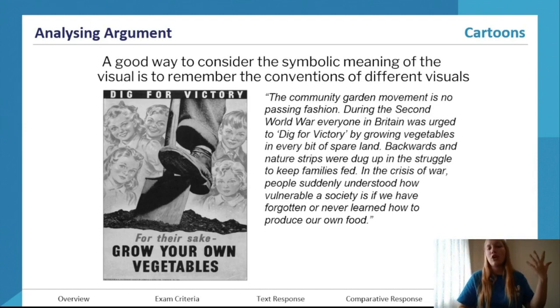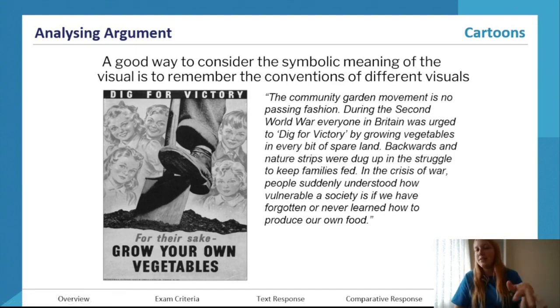And this is an example of a cartoon. So a good way to consider the symbolic meaning of a visual is to remember that different visuals have different conventions and what they are. So what do we see in a cartoon? Look at the style. The style is very distinct. It's obviously a pencil drawing. That's what a cartoon is. It tends to have some kind of writing. This does appear to be some sort of promotional, potentially slogan as well.